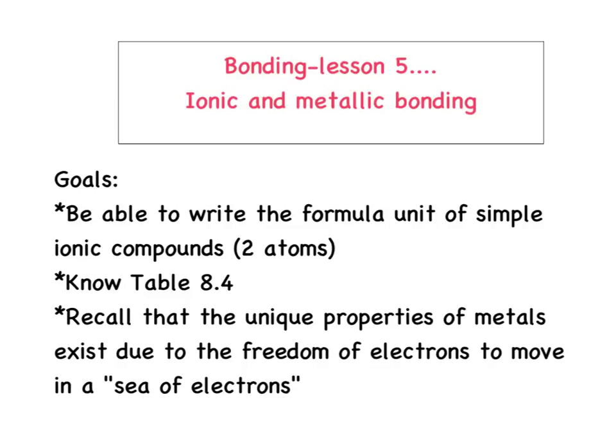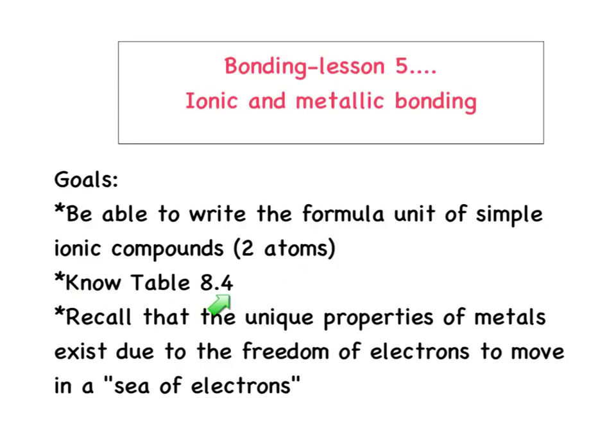Okay, we are in lesson 5 for our bonding unit. We're going to finish up with the other two types of bonding, ionic and metallic. Make sure by the end of this lesson that you can write the formula unit of a simple ionic compound. That means I'll give you 2 atoms and you're going to tell me what their formula unit looks like.